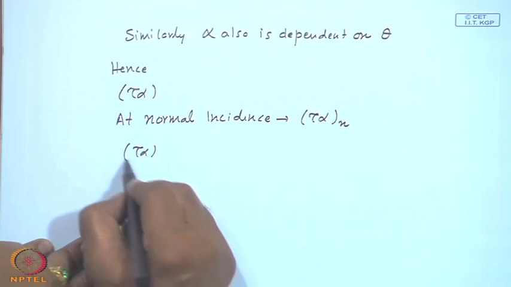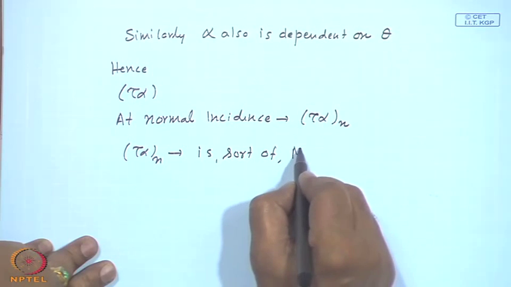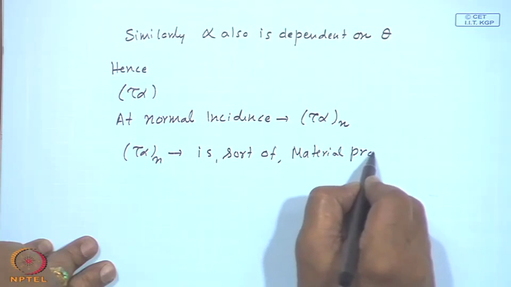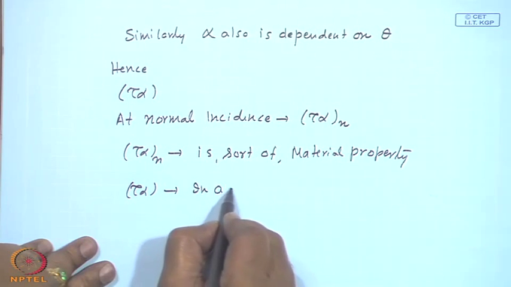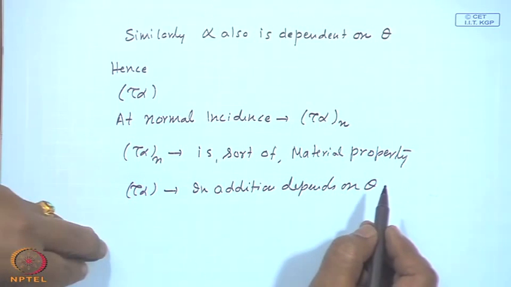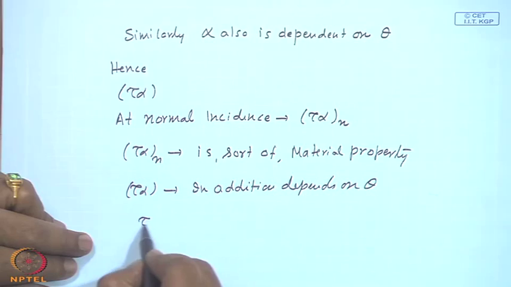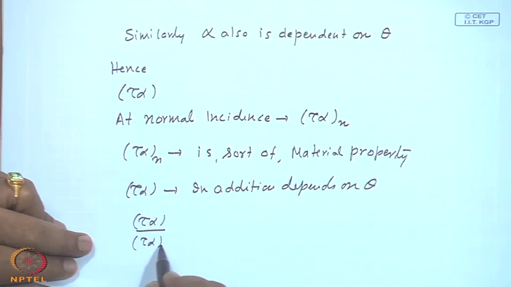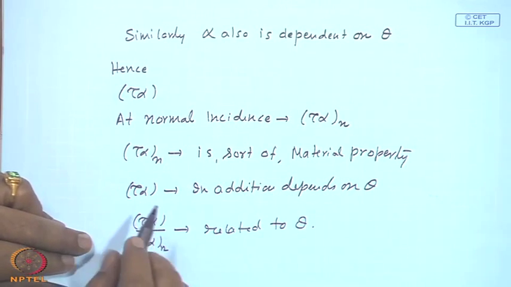So, tau alpha n is sort of a material property, and tau alpha in addition depends on theta. So, if you want to have a description at different angles of incidence, we need to know it, so this we will come to a little later. Before that, how do we define it?